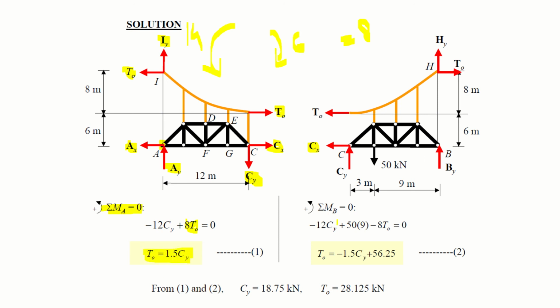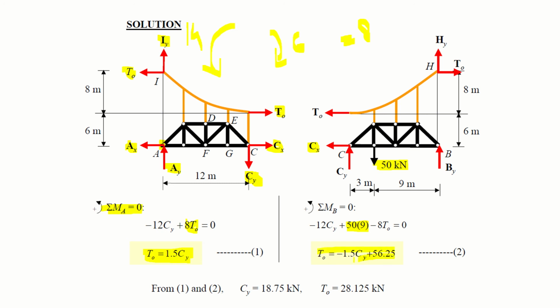and by solving it, it will give you that T naught is equal to 1.5 Cy. And similarly, you can solve it, but here you will get another moment due to this externally applied load C, 50 into 9. The rest is same. See, 12 Cy, 12 Cy, and 8 T naught. Only 50 into 9 is the new force, and by solving it, you will get T naught is equal to minus 1.5 Cy plus 56.25.